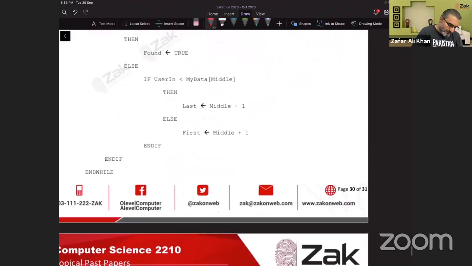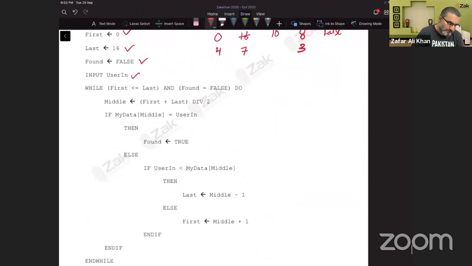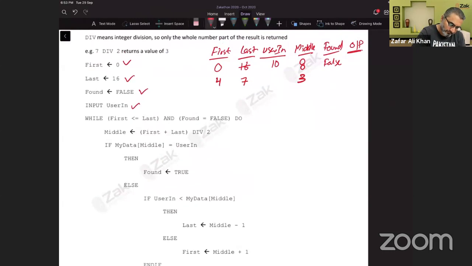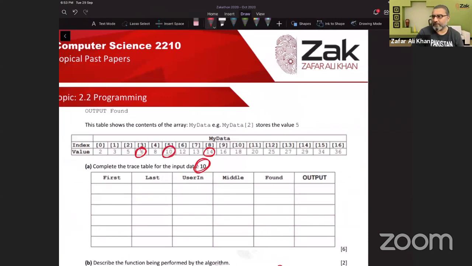So we go to the end, we come back to while. If first is less than or equal to, sorry, less than or equal to last, yes, and found is equal to false, yes. Now find out middle. 4 plus 7, 11, divided by 2, 5. Now middle is 5. So let's see what is at 5. At 5 we have what we are looking for, 10.